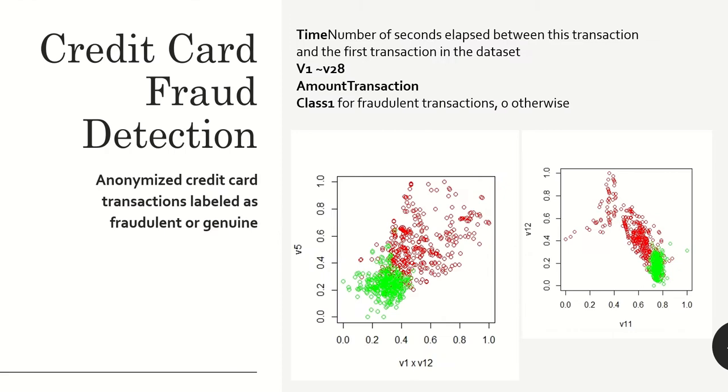The second data set, we're going to study credit card fraud detection. This data set is also very popular on Kaggle. Besides the time and amount of transactions, we have V1 to V28, which are principal components of hidden financial characteristics.